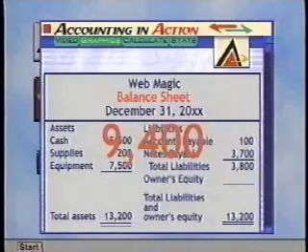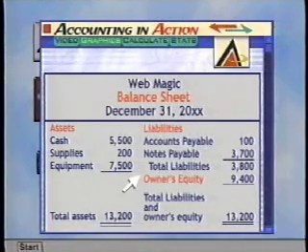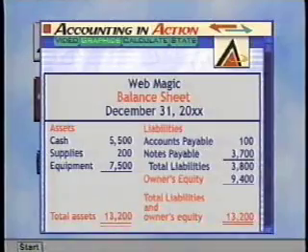Again, the figures for the balance sheet come from journal entries and ledger postings. I know about this. It has 3 headings: assets, liabilities, and owner's equity. You mean like the accounting equation? Exactly. And if you peruse this statement, you'll see that assets and liabilities accounts in the ledger are represented here. And I remember this. The balance sheet has to balance.